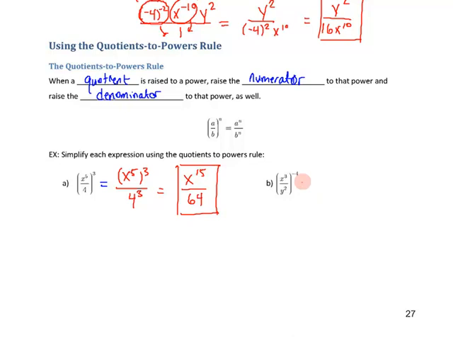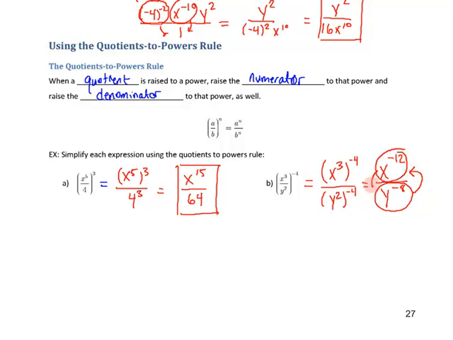The next example here, similarly, I will take x cubed and raise it to the negative 4, divided by y squared raised to the negative 4, which gives me x to the negative 12 over y to the negative 8. Because they have negative exponents, I'm going to have to move them, which leaves me with y to the positive 8 on top and x to the positive 12 on bottom.